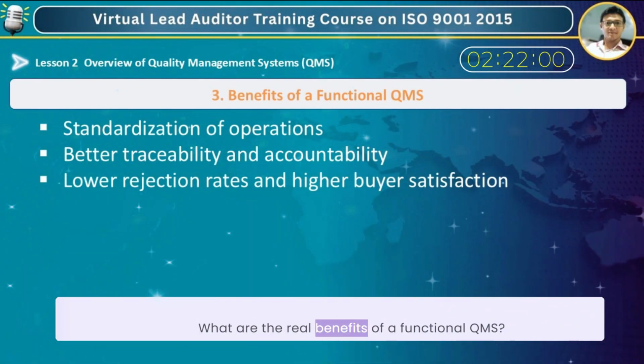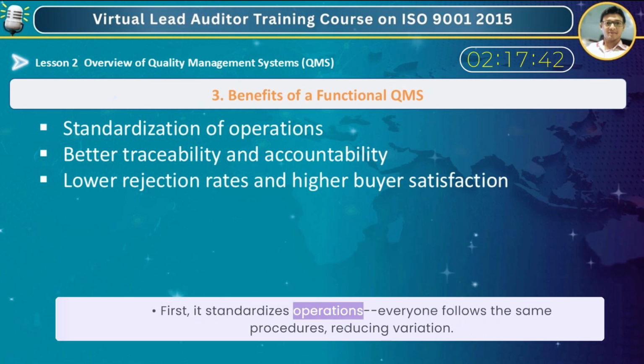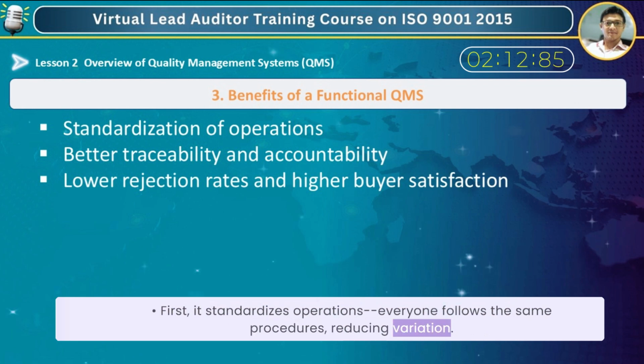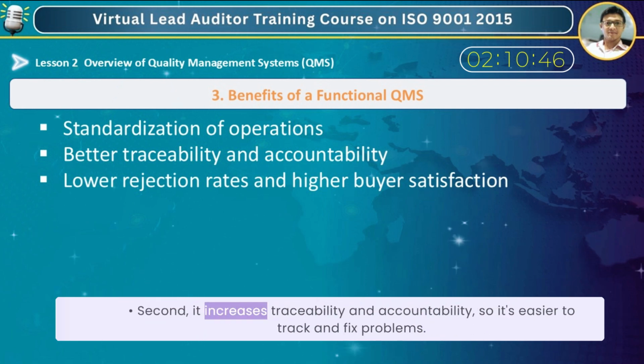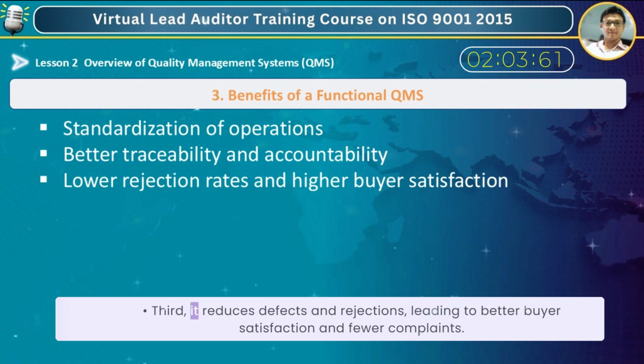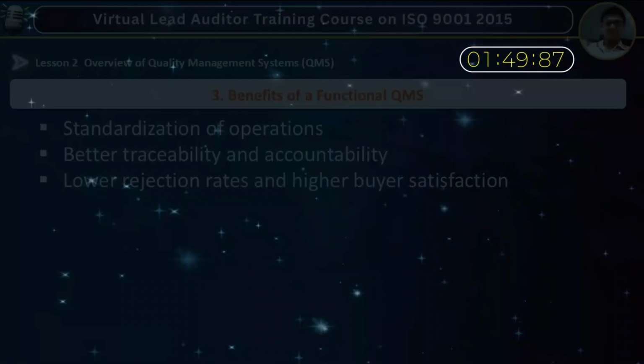What are the real benefits of a functional QMS? First, it standardizes operations. Everyone follows the same procedures, reducing variation. Second, it increases traceability and accountability, so it's easier to track and fix problems. Third, it reduces defects and rejections, leading to better buyer satisfaction and fewer complaints. In the competitive garments market, this kind of system gives your factory a strong advantage.